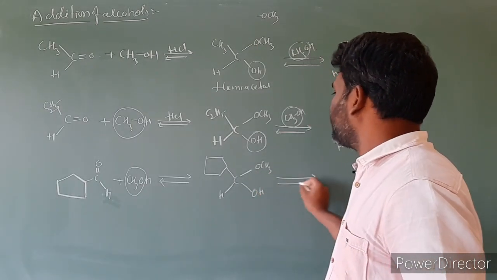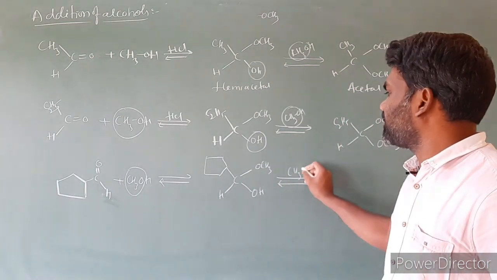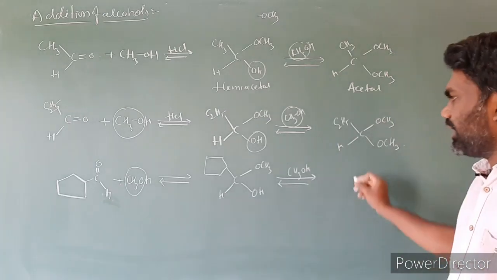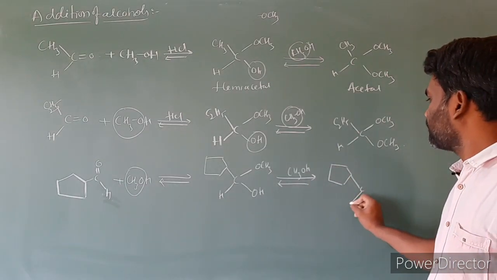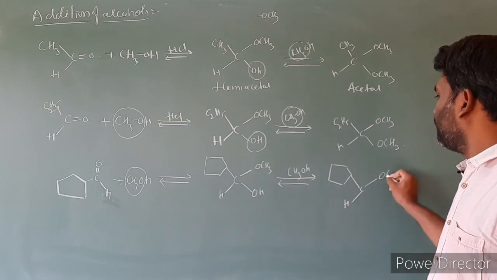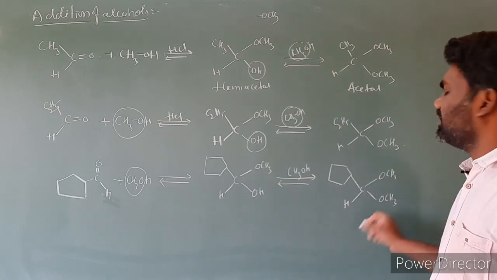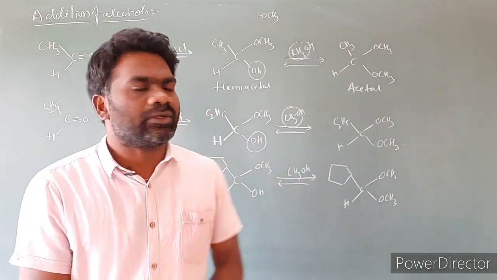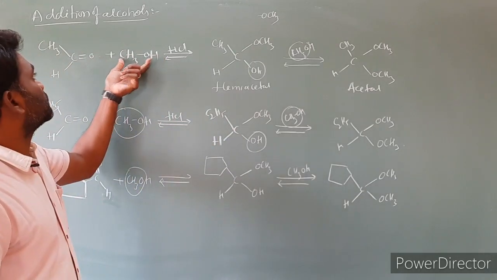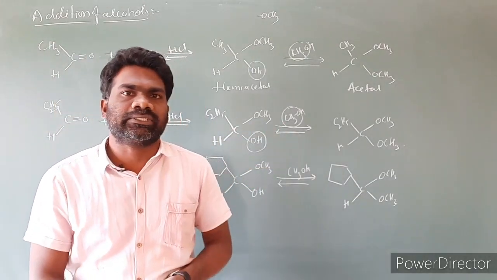This one will react with one more alcohol. Then we take CH3OH. Again we have to add an alkoxy group to it. OCH3. This is OCH3. This is acetal. This is hemiacetal. So the addition of alcohols to aldehydes will produce hemiacetals and acetals as products.